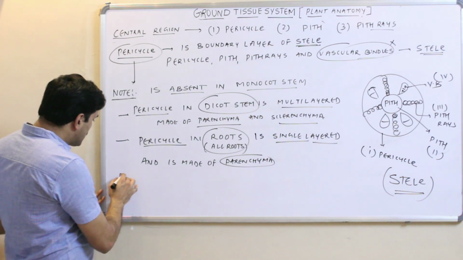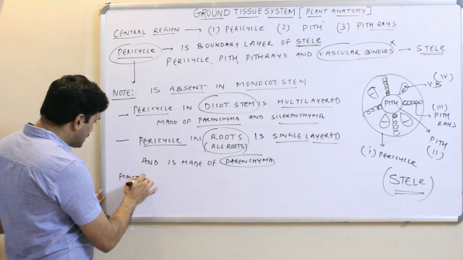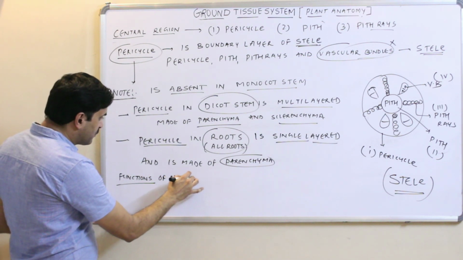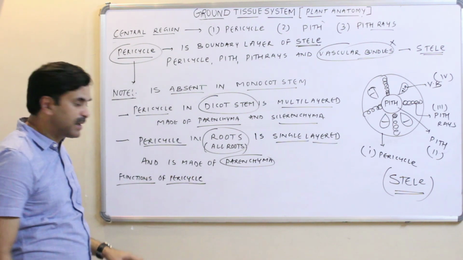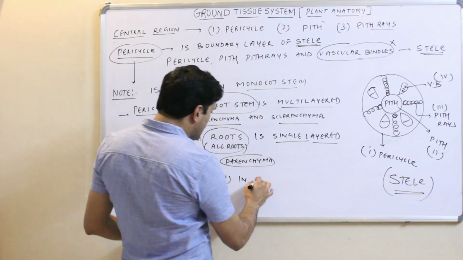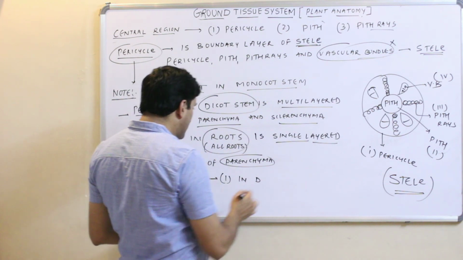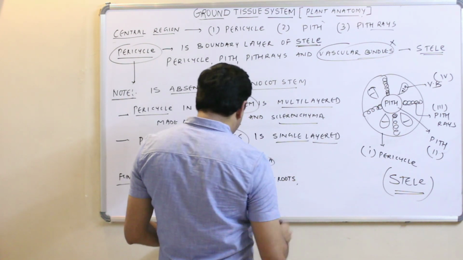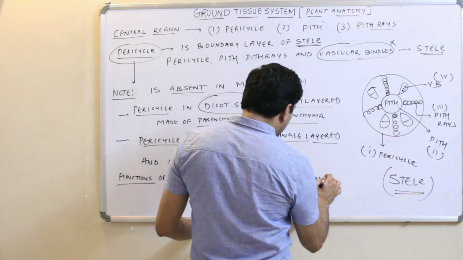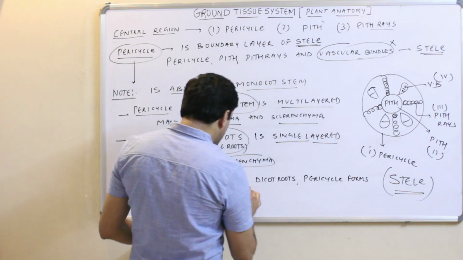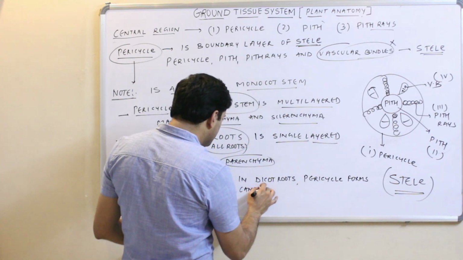Now coming to the functions of pericycle, what is the prime function of the pericycle. So remember this thing, that in dicot roots, very important, pericycle forms cambium ring.